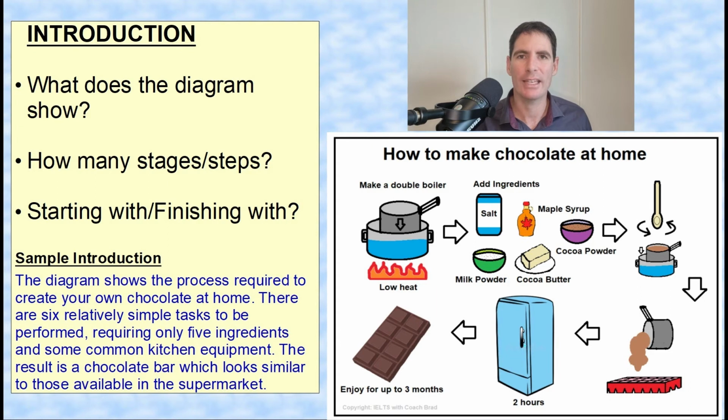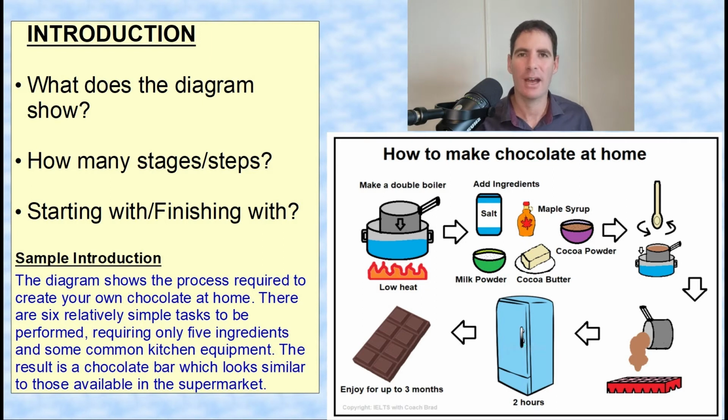Let's have a look at the introduction and what you need to include. Firstly, of course you need to say, what does the diagram show? In this case, the diagram shows how to make chocolate at home. You want to change the vocabulary a little bit so you don't always copy the question's heading.